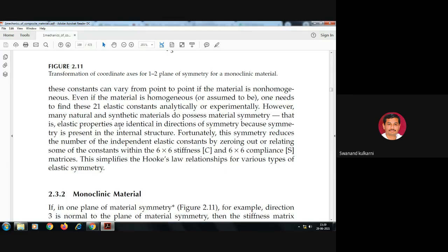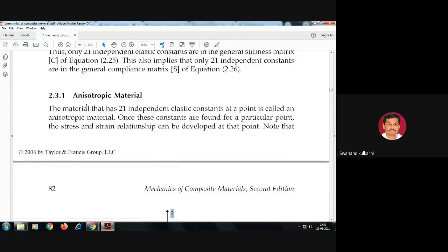Fortunately, it is this symmetry that reduces some of the constants within the 6 by 6 stiffness matrix and the 6 by 6 compliance matrix. This simplifies Hooke's law relationship for various types of elastic symmetry. So what is the conclusion for anisotropic material? The material is anisotropic, but it is a homogeneous type of material. We are not considering the material as non-homogeneous.